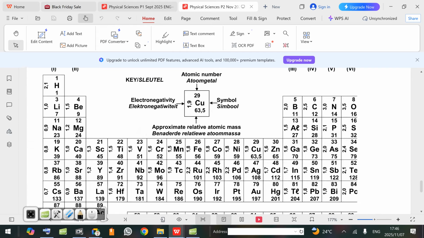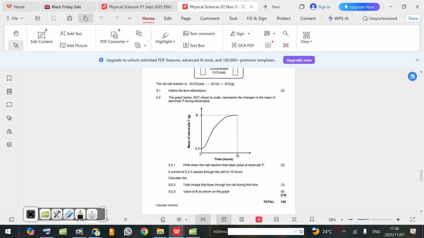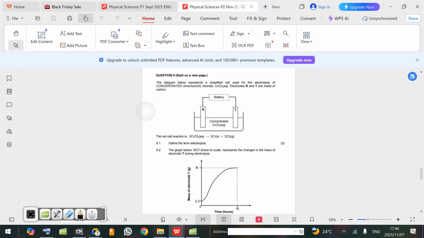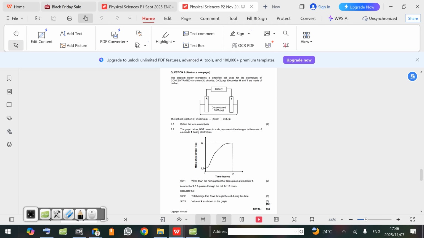Let's go for electrolytic cell quickly from the same paper. There was one Sarah sent me, and I'm going to look for it. All right, look at this. Define electrolysis. Two cell questions.